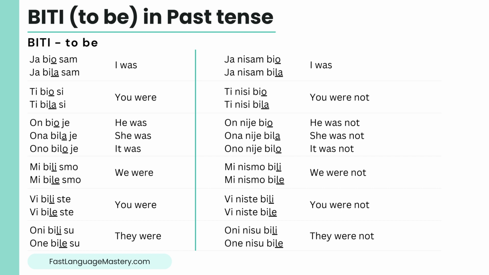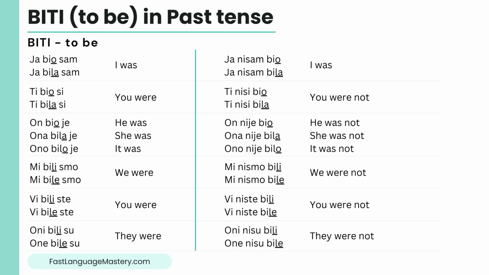Ja nisam bio, ja nisam bila. I was not. Yeah, it's an error. It means I was not. Ti nisi bio, you were not. Ti nisi bila, you were not. On nije bio, ona nije bila, ono nije bilo. He was not, she was not, it was not.